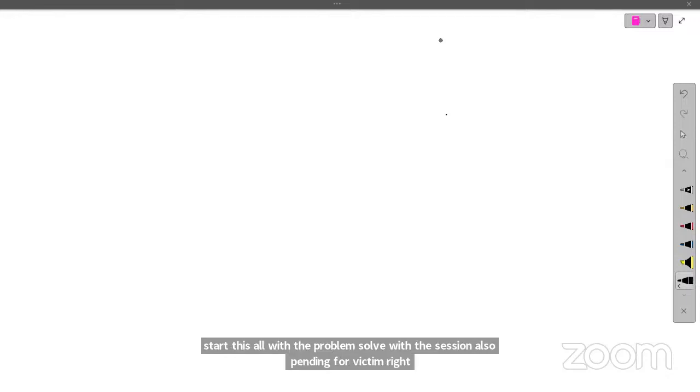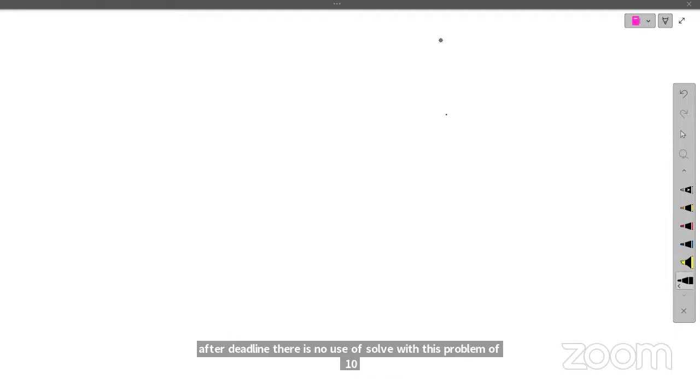Okay. And I'll talk to Vishal sir about this deadline as on tomorrow, just to complete these topics and we'll start the solve with us problem. The solve with us session is also pending for week 10, right? So after the deadline, there is no use of the solve with us problem of week 10. So 1 hour will take for this one and 1 hour will finish that one. Then it would be more helpful if it is possible.